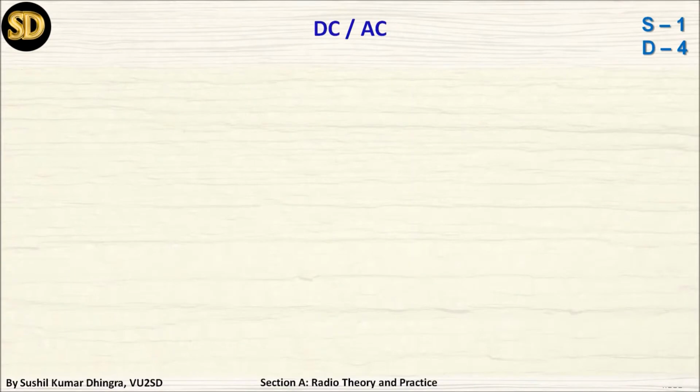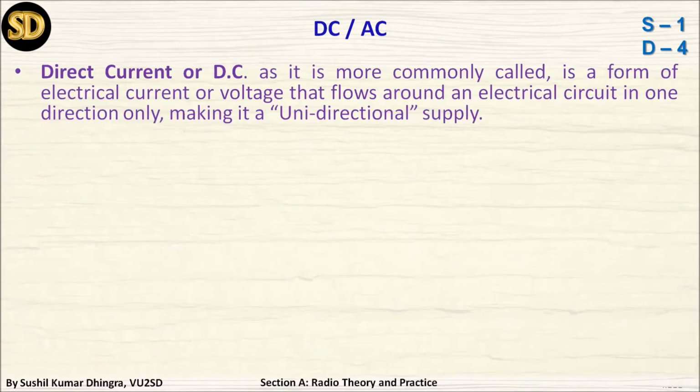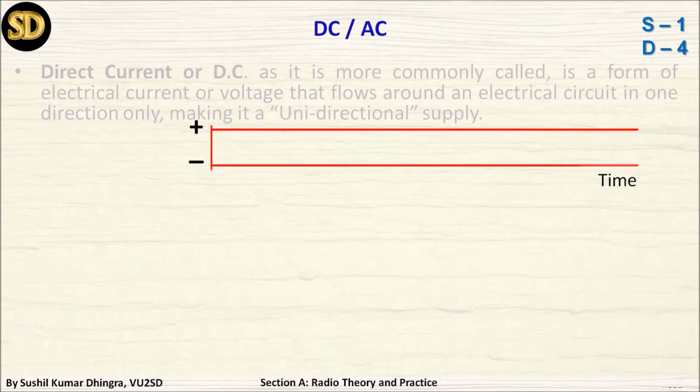So first question is, what is the difference between DC and AC? Direct current, or DC as it is more commonly called, is a form of electrical current or voltage that flows around an electrical circuit in one direction only, making it a unidirectional supply. You can see the diagram.